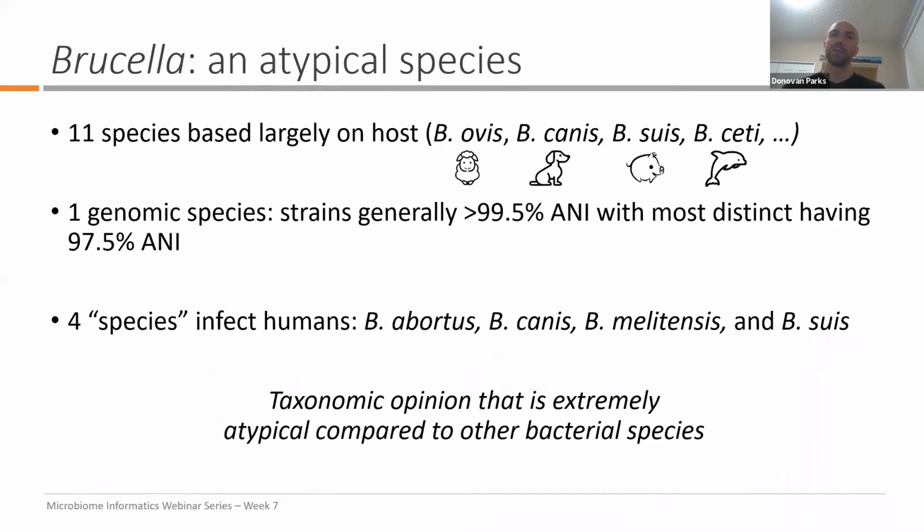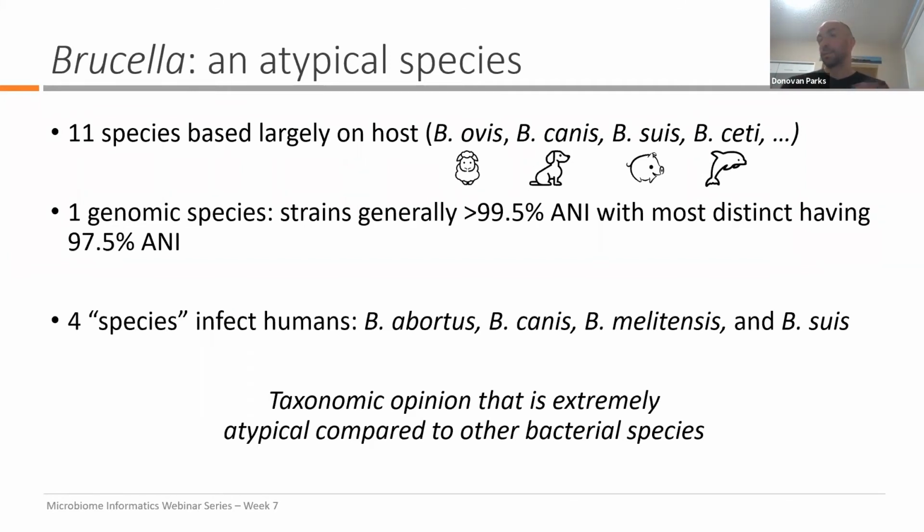Within Brucella, there are actually 11 species, and these have been defined basically based on the host from which the strain was recovered. So we have Brucella ovis, which is found in sheep and goats, Brucella canis, which is found in wolves and dogs, and so forth. Now, if you look at this from a genomic perspective, the vast majority of these strains are more than 99.5% similar in terms of average nucleotide identity. And the most diverse strain here is still 97.5% similar. So from a genomic, ANI-based species perspective, these would clearly be one species.